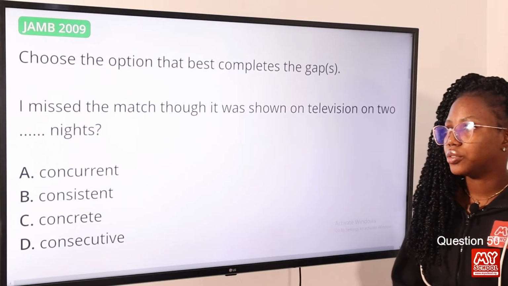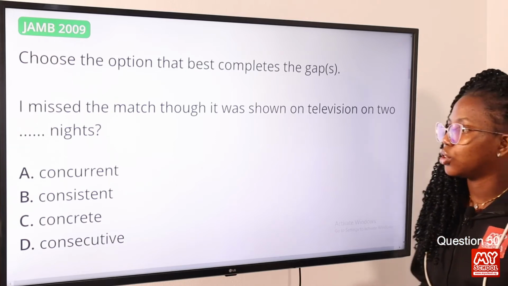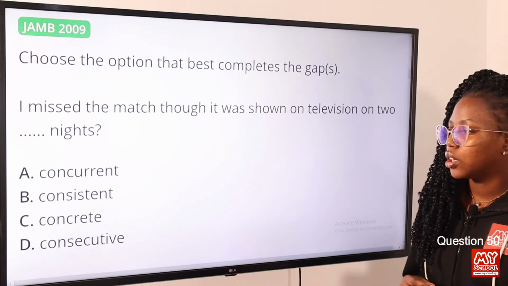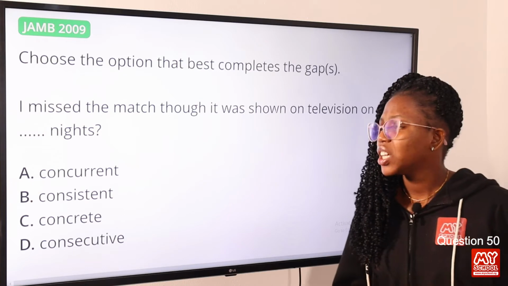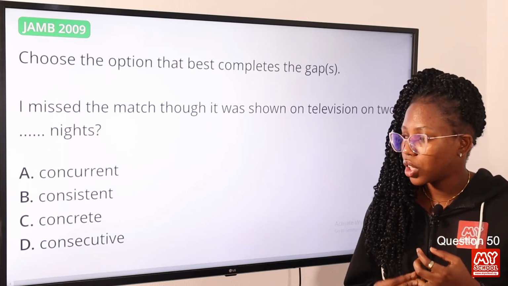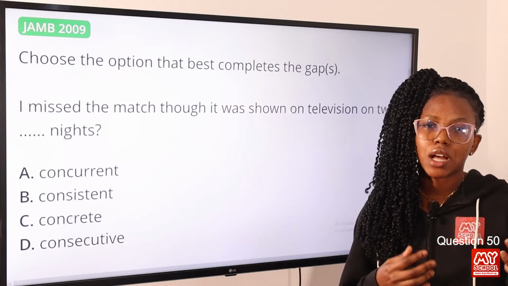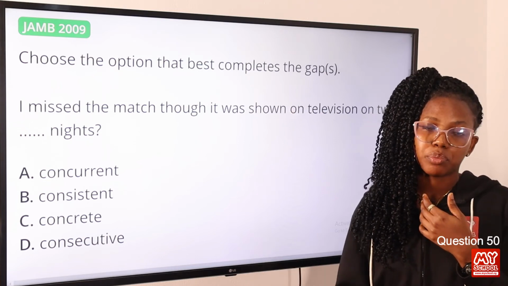Question 50. I missed the match though it was shown on television on 2 dash nights. Option A, concurrent. Option B, consistent. Option C, concrete. Option D, consecutive. The answer to this question is consecutive. When we think of the word consecutive, we think of something following each other in succession. So we think of one thing happening and another thing happening the next day or the next period.